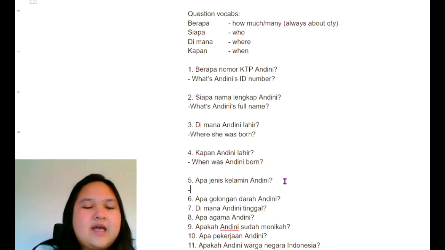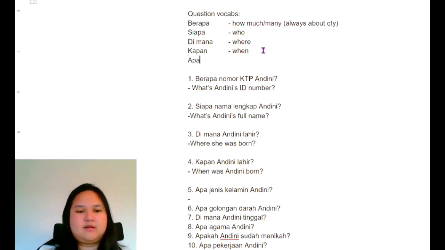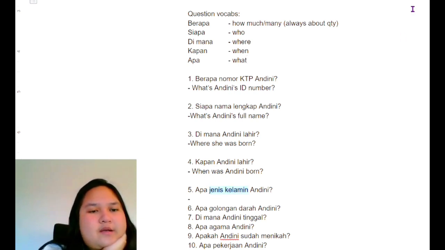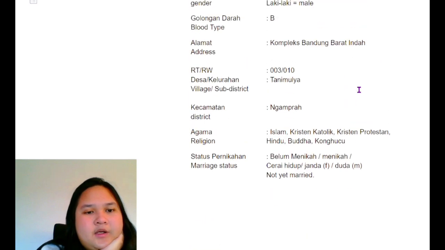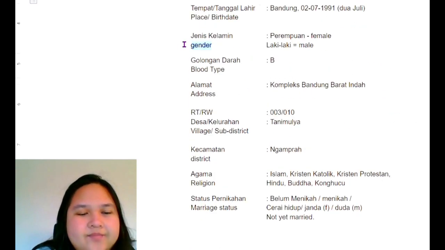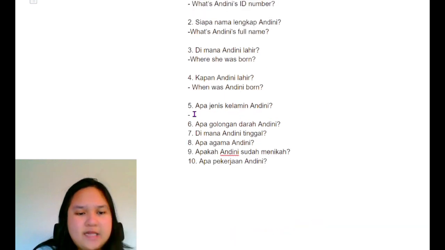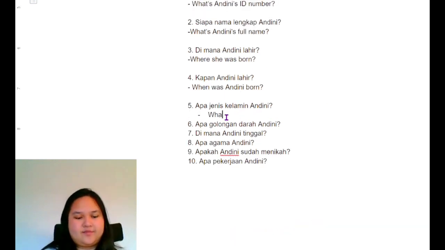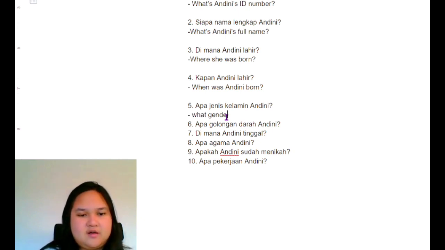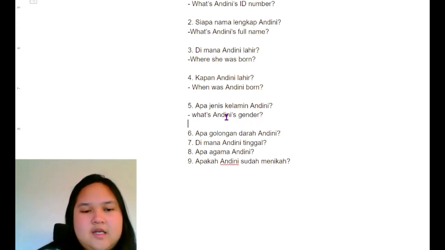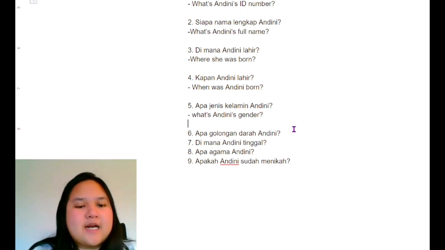jenis kelamin Andini? So apa is what. Apa jenis kelamin? We already know about jenis kelamin. Yeah, gender. So what gender? What is Andini's gender, right? What is Andini's gender? And then the next one, apa golongan darah Andini?